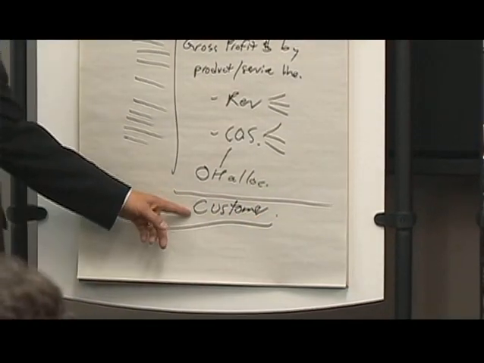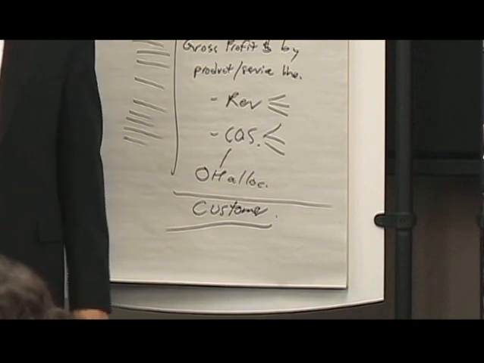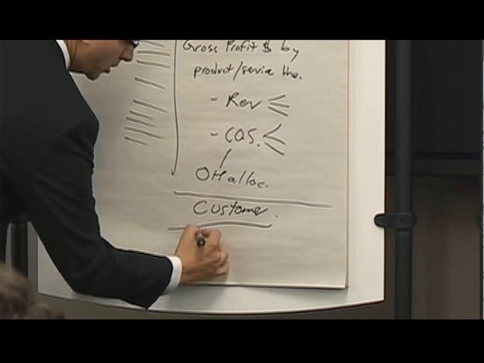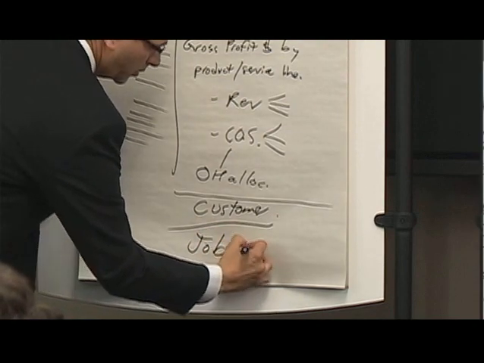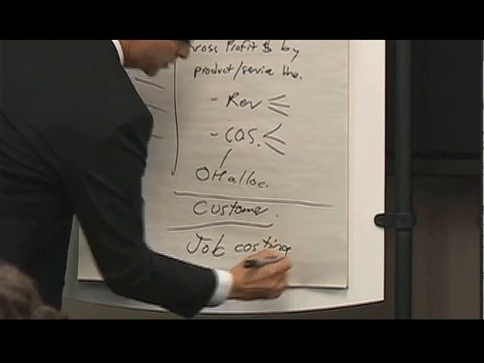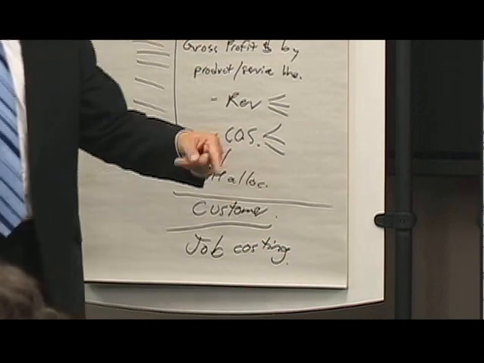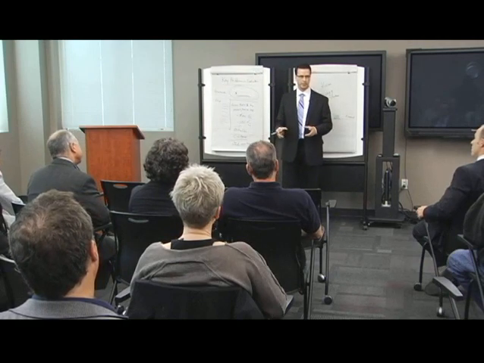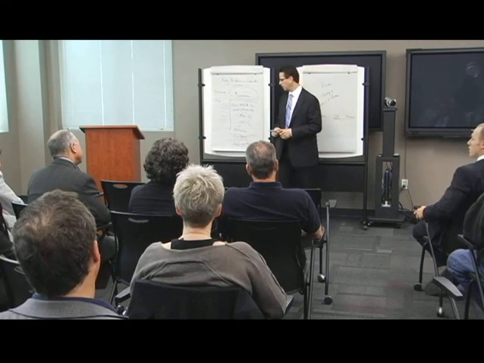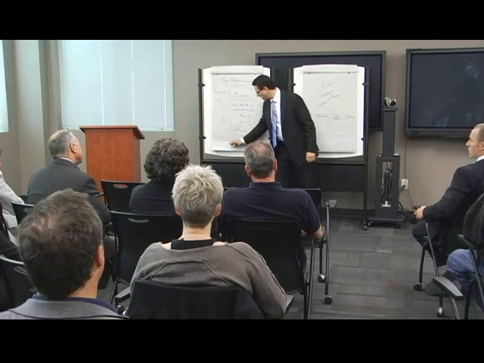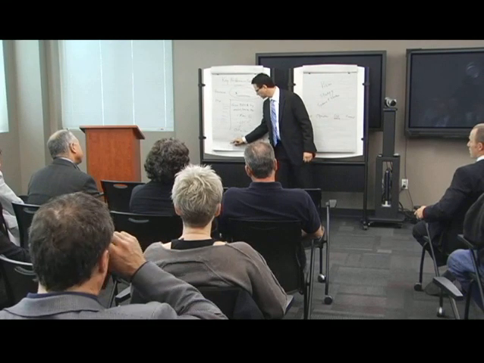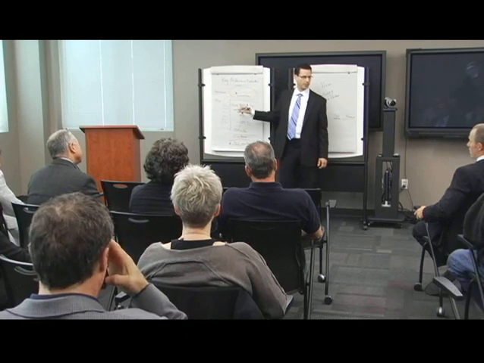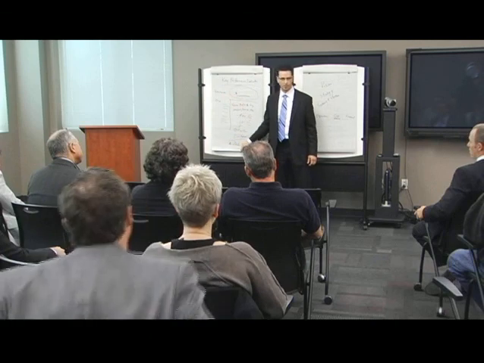How many measure profitability by customer? How many measure or can track really your job costing? You have a project, okay? Some of you do quotes, and then you can track against that, and you've got materials in and you've got time in. Okay, excellent. This is where the action is. This doesn't happen on a monthly, quarterly, or annual basis. The revenues happen on a job cost basis.